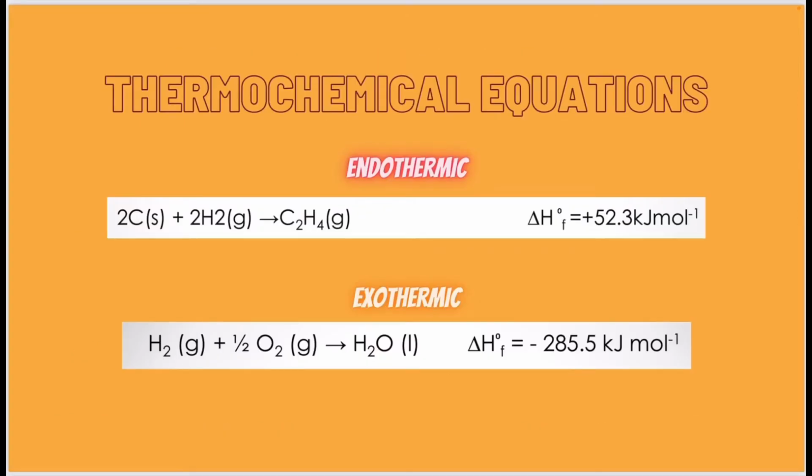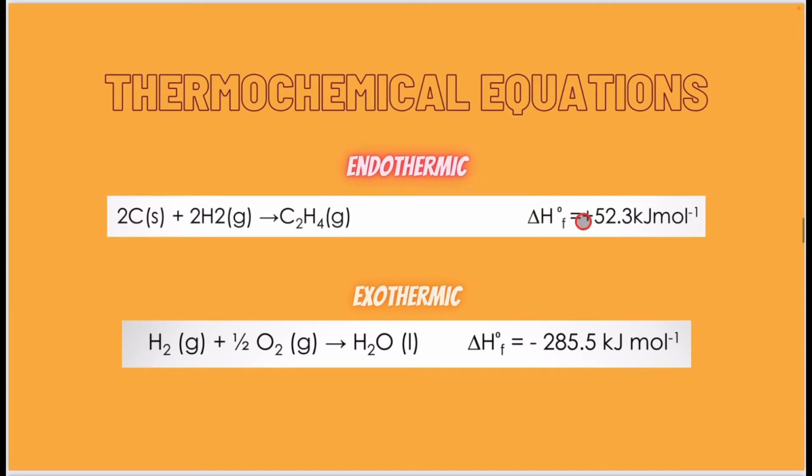So these are the thermochemical equations. Look at the endothermic one. Here is the chemical equation and we have the enthalpy of formation, and we look at the sign: positive. So this one is the endothermic reaction. For the exothermic, this is the chemical equation and we have the enthalpy of formation. Negative refers to an exothermic reaction.